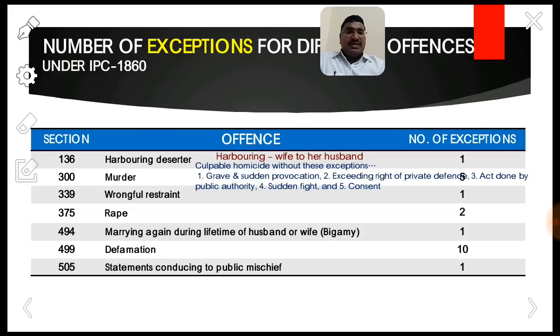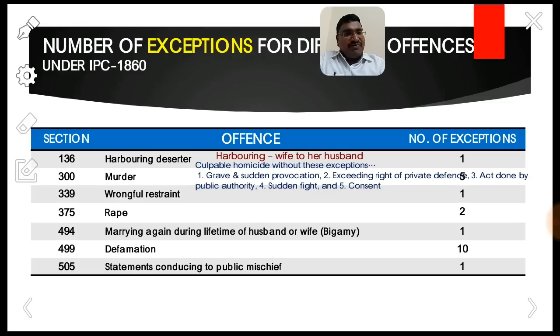Next, murder. Section 300 speaks about murder. There are 5 exceptions in murder. A culpable homicide without these exceptions amounts to murder. A culpable homicide without grave and sudden provocation is an offence of murder. A culpable homicide where the right of private defense is exceeded is murder. A culpable homicide when the act is done by the public authority is murder.